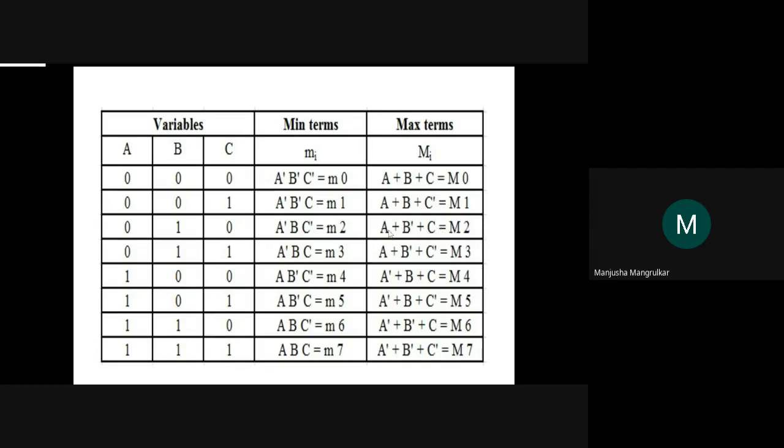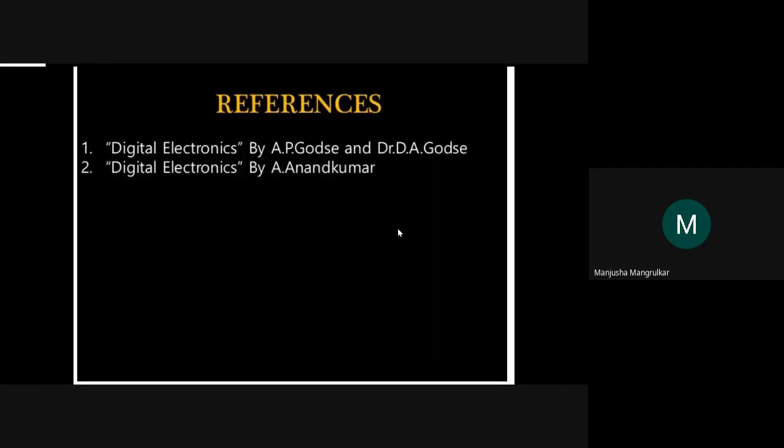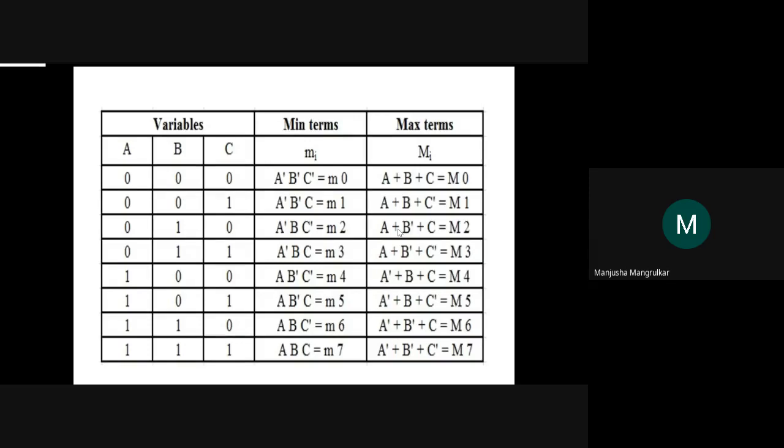Here A is complemented, here A is not complemented. Here B is not complemented, here B is complemented. Here C is complemented, here C is not complemented. And instead of AND, here it is OR. Just the reverse things of min term and max term. Now, in the next lecture we are going to see how we will reduce. This is the first step of sum of product and product of sum.